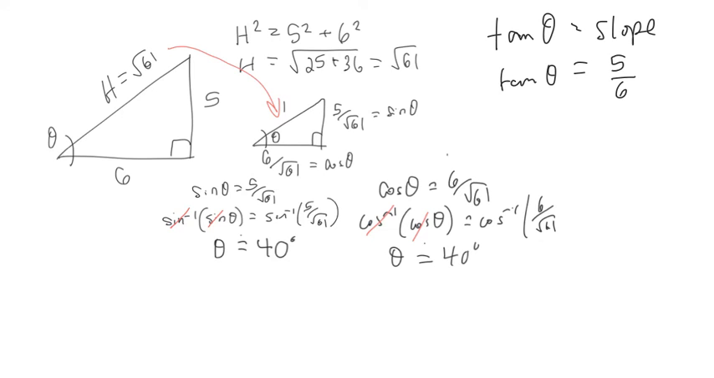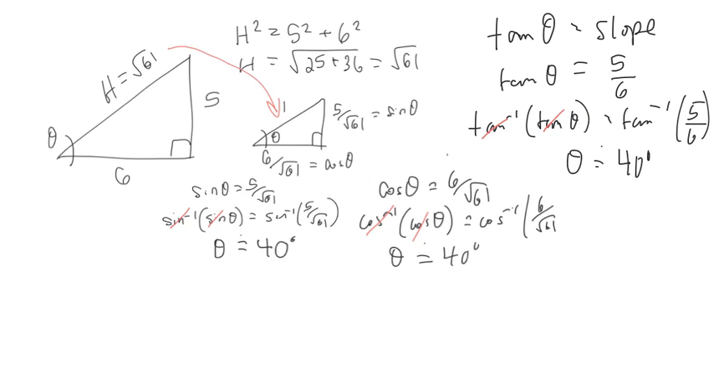If I wanted to get the angle, well, guess what? I have to undo this tangent function, so I'm going to go inverse tan of tan theta equals inverse tan of 5/6. Again, these two undo each other, and all that I'm left with is theta equals, on the right side I do on my calculator, and lo and behold, I get the exact same thing as the others, 40 degrees.